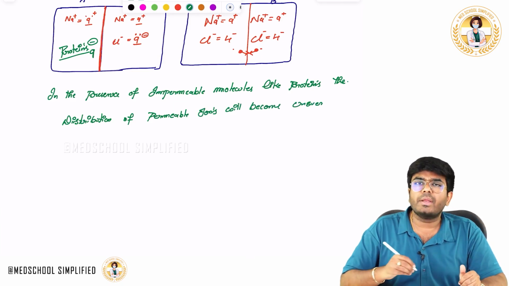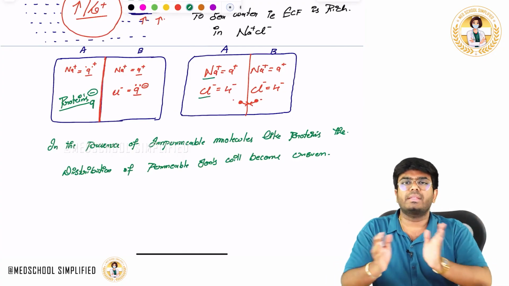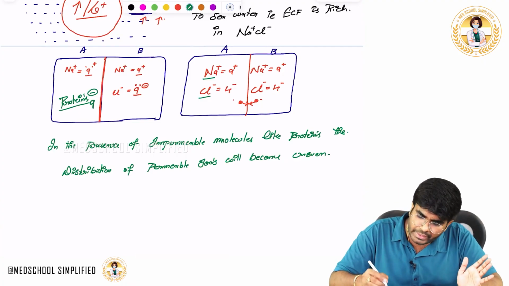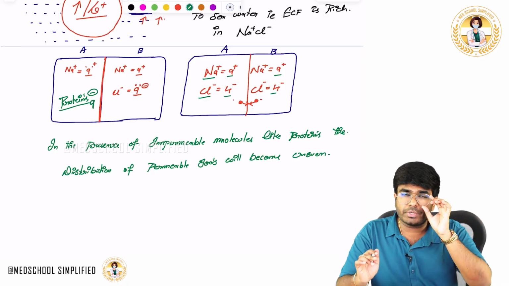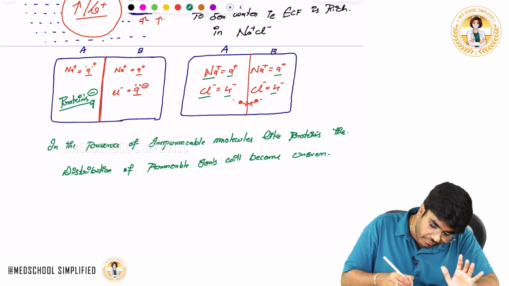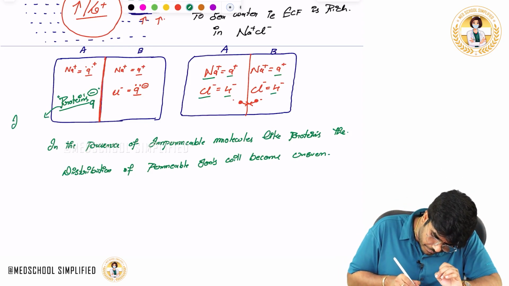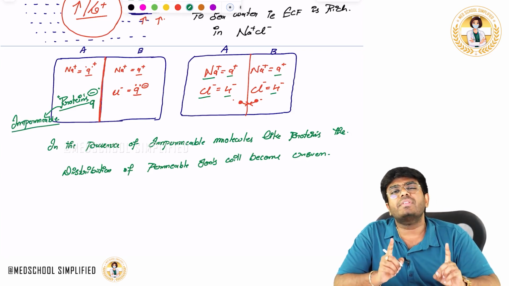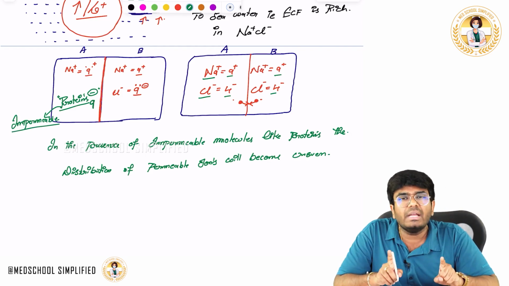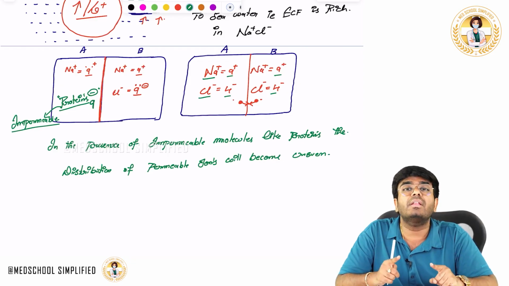What I am trying to put in your mind is, initially say these are the permeable ions, sodium chloride, they are permeable. So they are equally getting distributed, here 9, here 9, here 4, here 4. So they are equally distributed when the proteins are not present. But when you add proteins, these proteins are impermeable. Now, under the effect of these impermeable molecules, the distribution of the permeable molecules will become unequal.